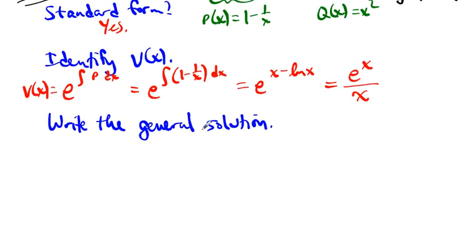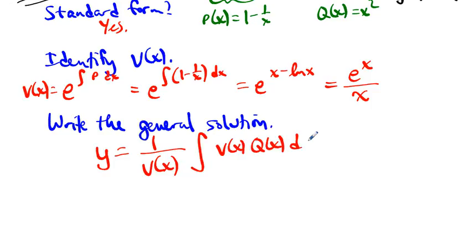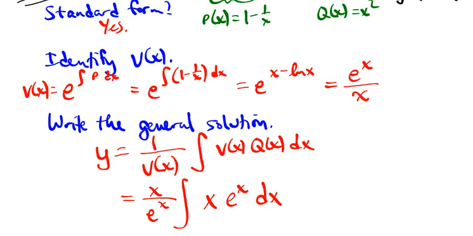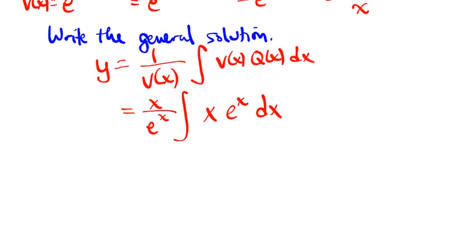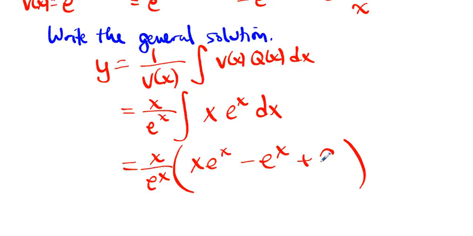So now what happens? The general solution is 1 over v of x times the integral of v of x q of x dx. 1 over v, well, that's just a reciprocal, times the integral of v of x q of x. That's x e to the x dx. How do you do that? This is integration by parts. And so I'm going to ask you to check me on this. That's x e to the x minus e to the x plus a constant.